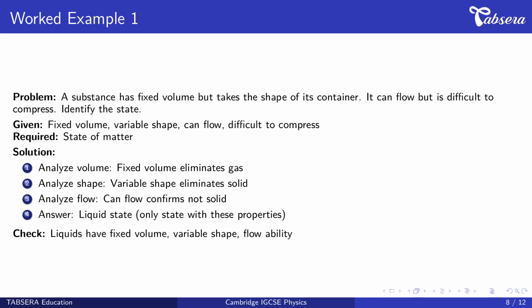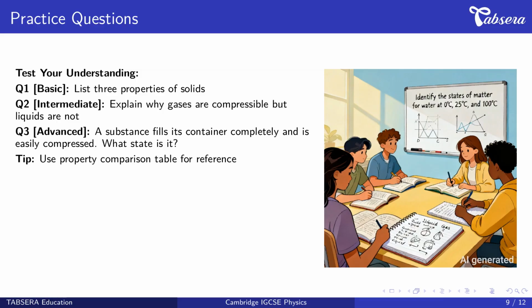Step 4. State the answer. The substance must be liquid, as this is the only state with all these properties. Let's check. Liquids do have fixed volume, variable shape, and flowability. Now practice what you've learned with these 3 questions.